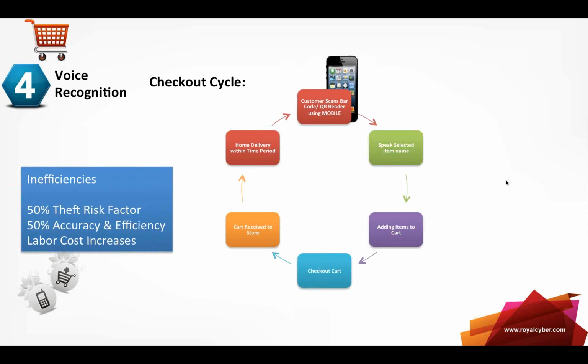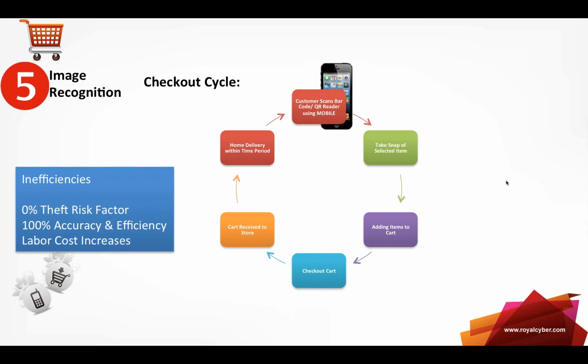The voice recognition is another aspect that is part of our pre-built modules, where the customer scans the barcode or the QR reader using mobile. The customer now can speak selected item names, and then the item gets added to the cart, and then the checkout process happens. So this is voice recognition. Image recognition is where we use a barcode to scan it, take a snapshot of the selected item, add that to the cart, and go through the checkout process.